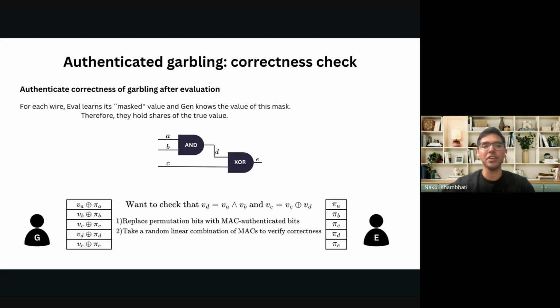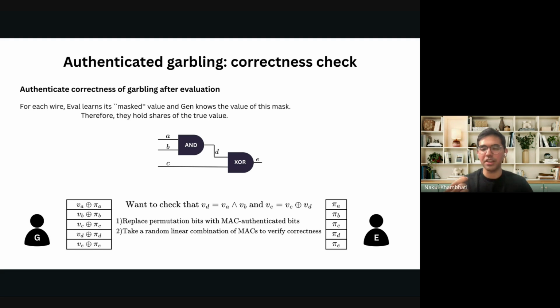In that technique, we had the evaluator holding masked values for each wire, which is the internal value XOR the permutation bit that the garbler holds, right? Actually, I've flipped the order of who holds what here. The masked value should be held by the evaluator and the permutation bits should be held by the garbler. Sorry about that. Either way, they end up with these simple XOR shares of the underlying wire values for which we want to check that they satisfy the relationship without leaking those underlying wire values, right? This is done in 2 steps. You first authenticate these shared bits.